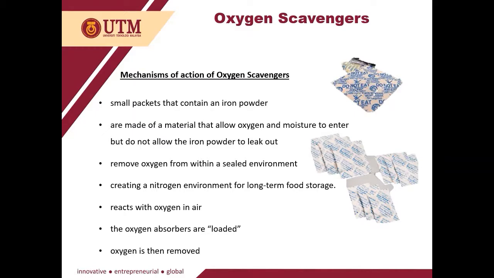Oxygen scavengers contain iron powder which reacts with oxygen in air, causing the iron powder to rust. When all iron powder has oxidized, the oxygen absorbers are loaded and the absorbing action stops. The oxygen is then removed from an active absorber and the chemical reaction stops. It is then put back in the air and the reaction starts again until the iron is gone.